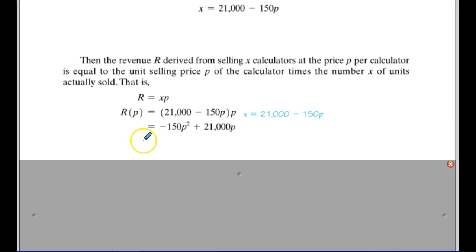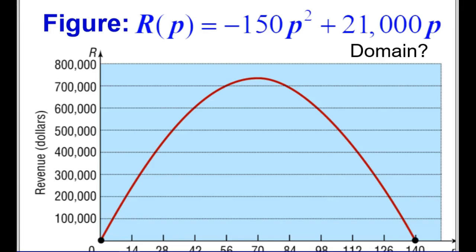And generally we're going to be looking to maximize or minimize revenues, and we're really going to talk about that in our next section. But we can go ahead and graph this and see what it looks like. So here's the graph of this negative 150p squared plus 21,000. So we can take this information and look at it.